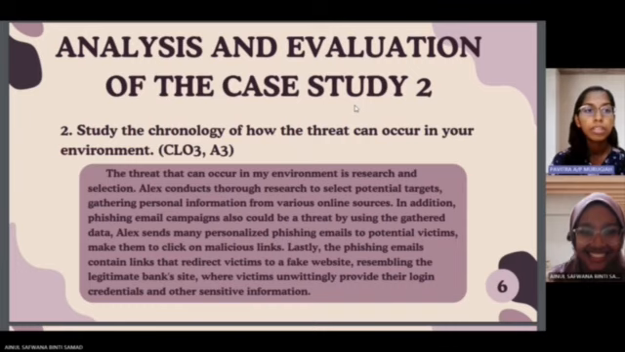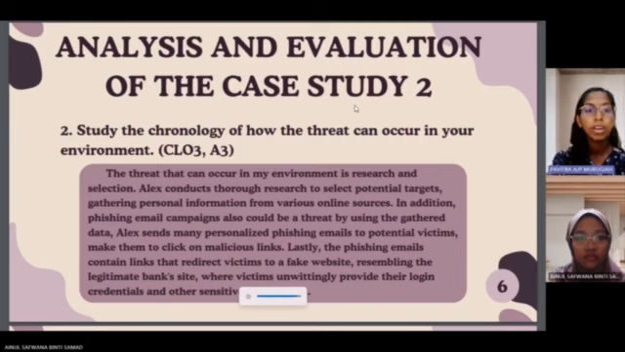The second question is to study the chronology of how the threat can occur in your environment. The threat that can occur in my environment is research and selection. Alex conducts thorough research to select potential targets, gathering personal information from various online sources. In addition, phishing email campaigns could also be a threat by using the gathered data.